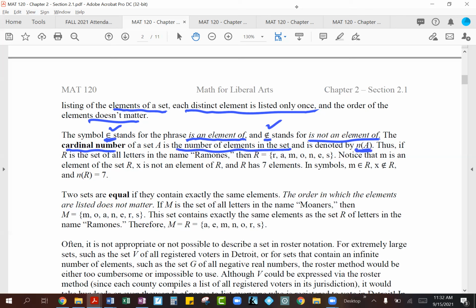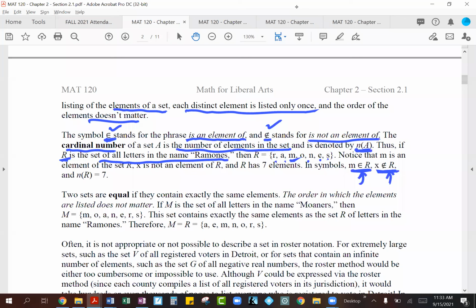So this is kind of a neat example over here. They're using set R for the set of all letters that fall under the name of Ramones. So you can see they're using capital R because, again, it reminds you of the Ramones. These are the letters that make up the word Ramones, so they are going to be the elements of this set. You can see they are showing us that M is an element of R because M is one of the members here, but X is not an element of R because nowhere here do we have the letter X. So that's how you use these two symbols for being an element of or not being an element of a given set.